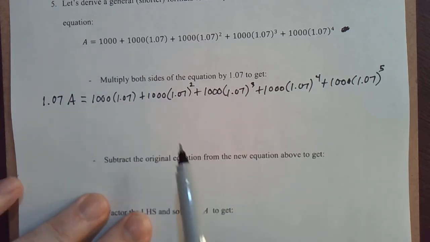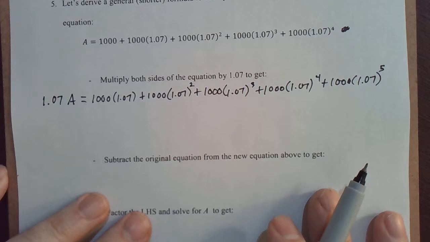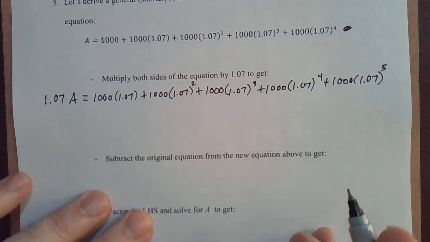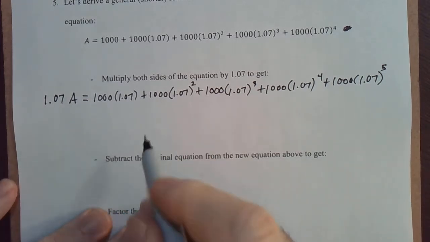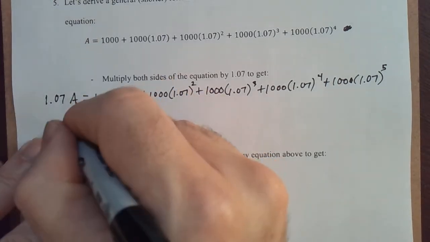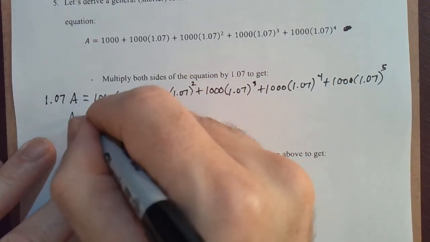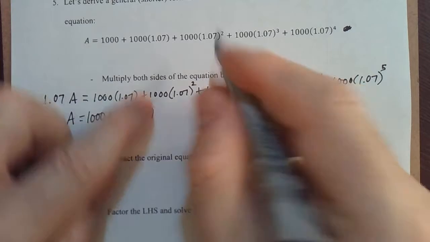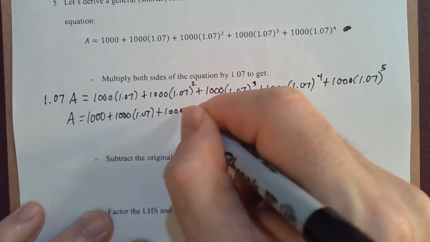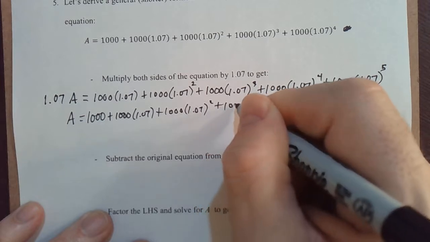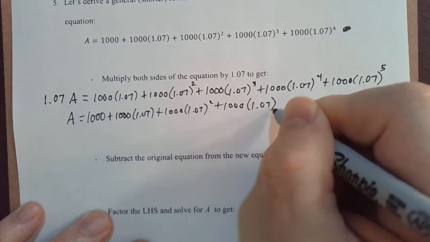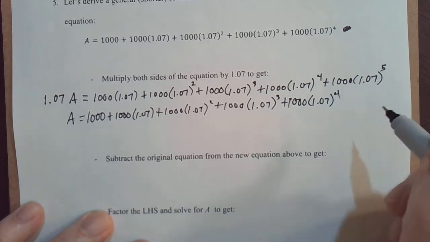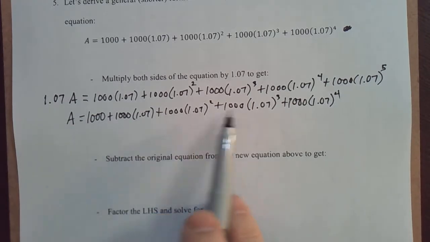Subtract the original equation from the new equation and see what we get. So remember, if you subtract an equation from another equation, you get another equation, a third equation. So maybe I will write this down one more time right below it. A equals 1,000 plus 1,000 times 1.07, plus 1,000 times 1.07 squared plus 1,000 times 1.07 to the third plus 1,000 times 1.07 to the 4th power. Did I get all of them? 1, 2, 3, 4, 5. Yep.